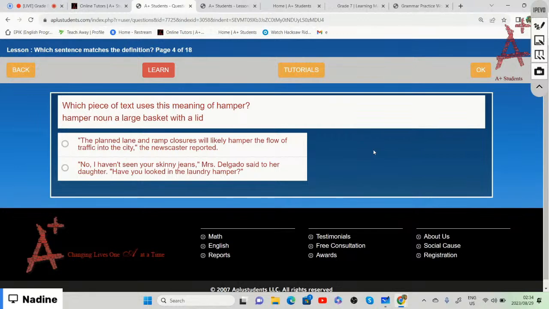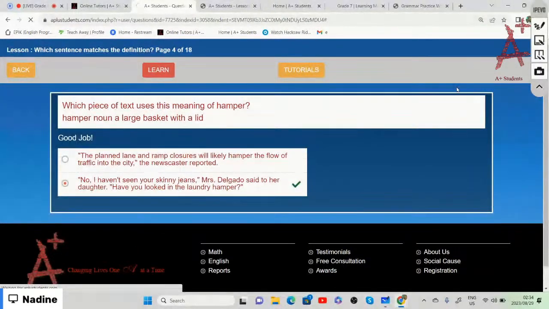So in this case, the hamper is a large basket with a lid, so we would choose the second option, because the second option is a laundry hamper. It is like a laundry basket, because it has a lid. And the first option is to do with traffic, people sitting in traffic, cars bumper to bumper.